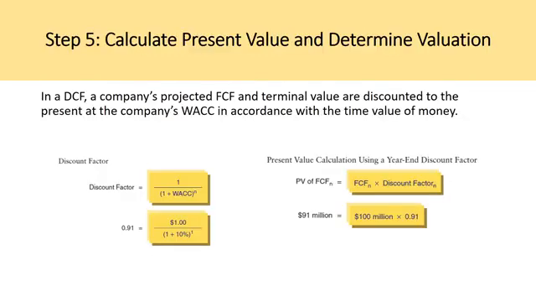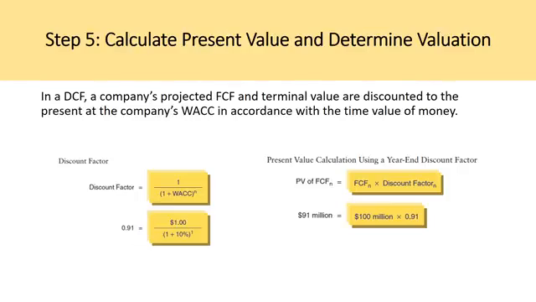Okay, so now step 5. You calculate the present value and determine valuation. So in a DCF, a company's projected free cash flow and terminal value are discounted to the present at the company's weighted average cost of capital in accordance with the time value of money. Now, it's very important, first of all, when you're projecting the terminal value of the business, you've got to discount it back to the present.